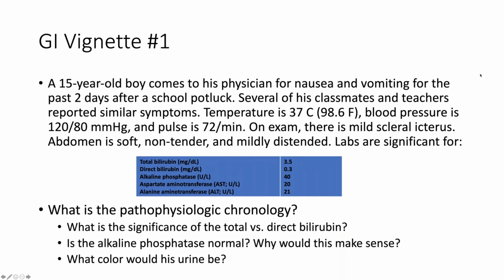Or you're like, nah, that was not very good. This is how I would have analyzed it. Dr. Palmerton, I'm a little confused about how several of his classmates and teachers reported similar symptoms. Are we to assume that they all have Gilbert syndrome? Oh, I see. Great question. By similar symptoms, I meant that they all were nauseous and vomited, not that they all had jaundice. That is a fair question.